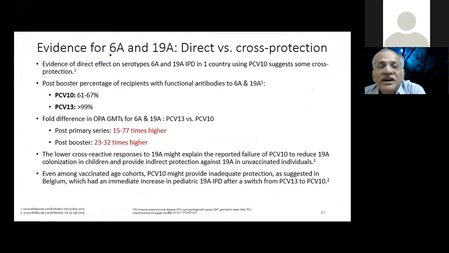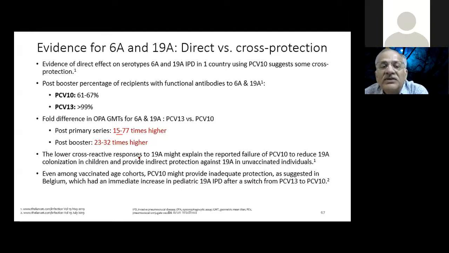So for this, I went and saw the WHO data. The WHO says that when you have direct protection, the antibody titers are almost 23 to 32 times higher. When you have indirect protection, the antibody titers are 15 to 77 times higher. So 15 and 30 times is almost double. So the cross protection, with lower antibody titers, may explain the reported failure of PCV10 to reduce 19A colonization in children, and to provide indirect protection against 19A in unvaccinated individuals.